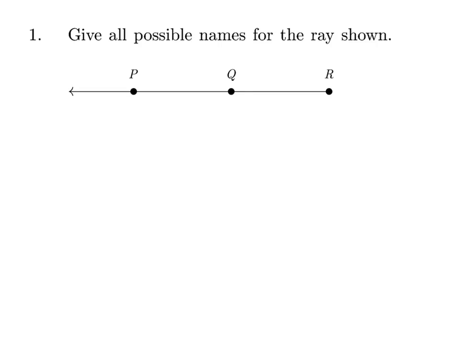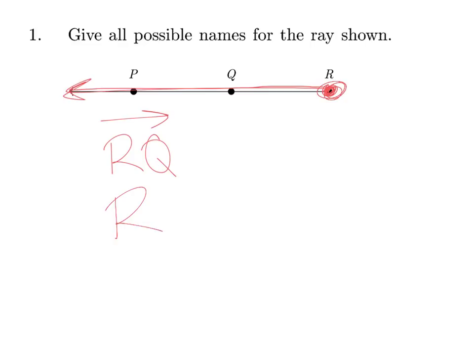All right, so here I have this ray here. I need 2 points to name the ray, and I always start the ray with the endpoint here, R. The ray passes through Q, keeps going, so I could call it RQ. Or starting again at R, the ray also passes through P. So we could call it ray RQ or ray RP.